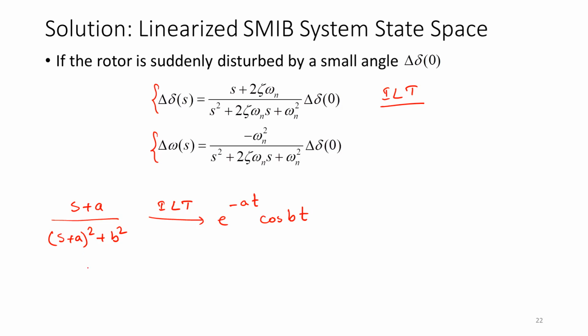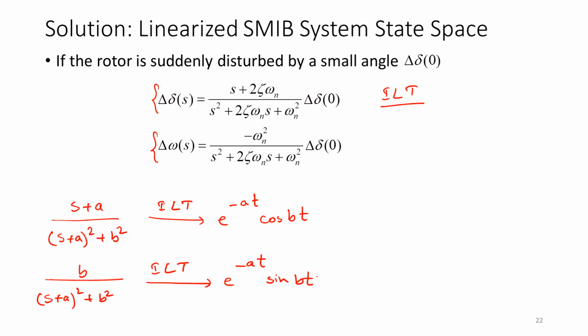Right. And there is another format that is b divided by (s plus a) square plus b square, of a similar type. Again, if you perform the inverse Laplace transform, you will get a similar type of thing, that is e to the power minus at, but now instead of cos you will get sine of bt. Very good. Okay, so this is our target.